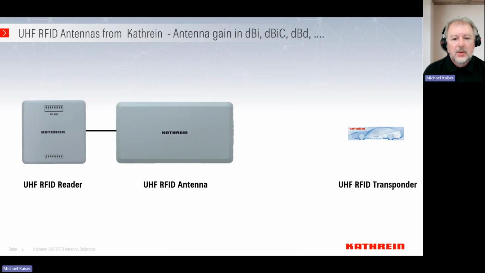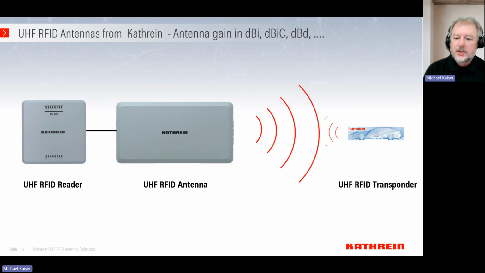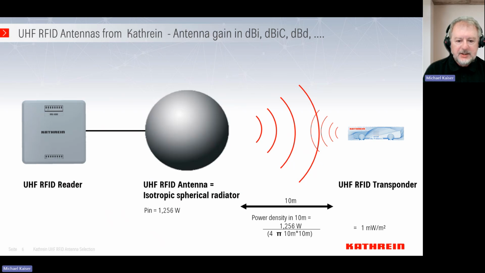So let's start. The most important parameter of the antennas is the antenna gain. What does antenna gain mean? We have a typical scenario: the UHF RFID reader and an antenna, and this antenna builds up an electromagnetic field. As soon as the transponder arrives in the field, it will be activated and will backscatter the signal. This signal will be received by the antenna again and brought to the reader to read out the data.